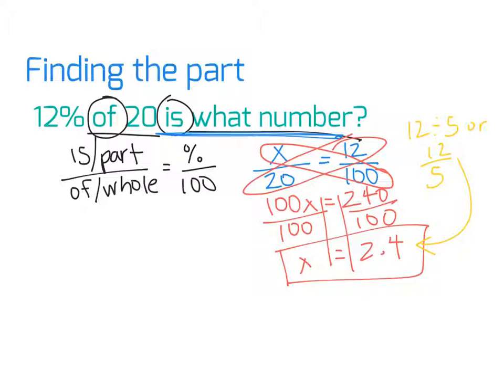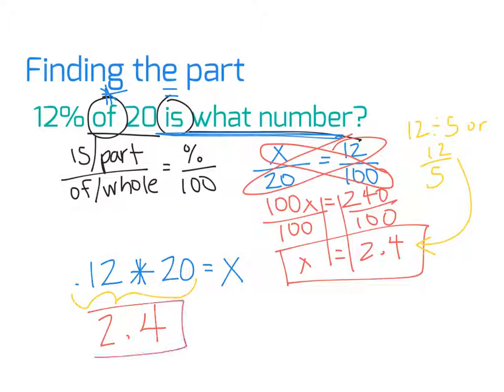So 12% as a decimal would be 0.12. Remember, "of" symbolizes multiplication. So I'm going to do 0.12 times 20 is equal to what number? I don't know. I'm just going to put my variable x there. In order to solve this, the only thing that you have to do is 12 hundredths times 20. And if you multiply that out, you will come up with 2 4/10 once again.